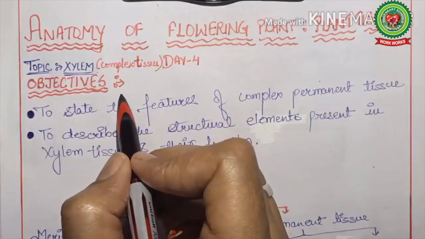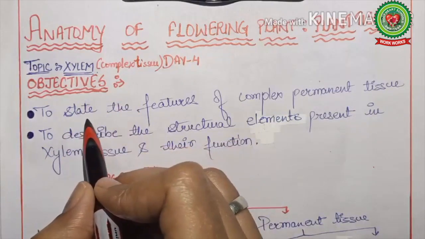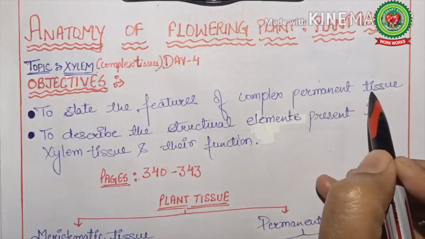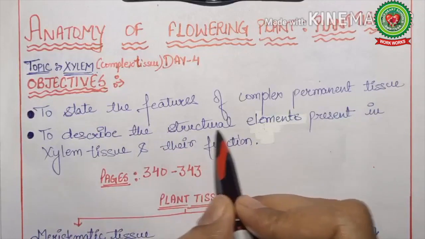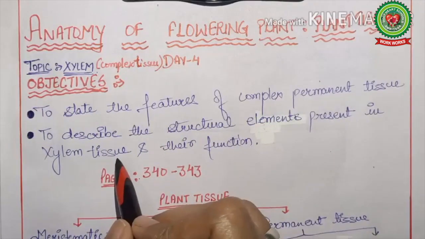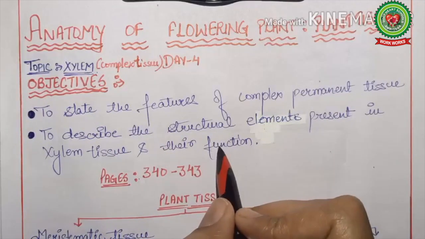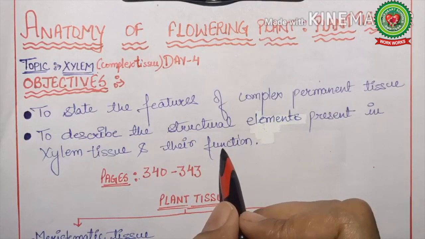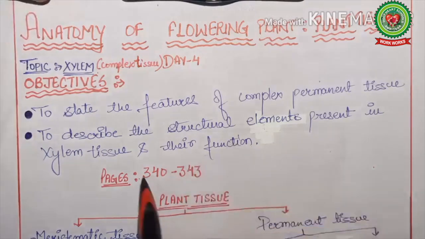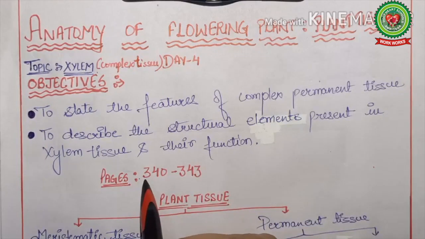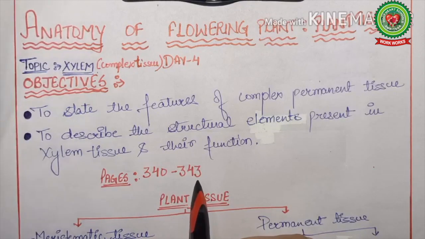The main objectives of today's topic will be to state the features of complex permanent tissue, and to describe the structural elements present in xylem tissue and their functions. We are going to discuss the xylem tissue, the main elements of xylem tissue, their main functions, and what their structure is. The pages that we are going to cover today will be 340 till 343. Now take out your books and open page number 340.